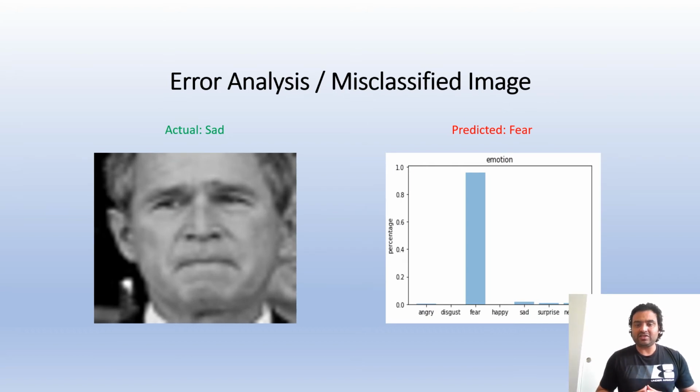So let's talk about the misclassified images. On the left-hand side we can see the actual image is sad, and on the right-hand side we can see our computer predicted fear. And in the bar chart, on the x-axis we have the different emotions, and on the y-axis we have the percentage.